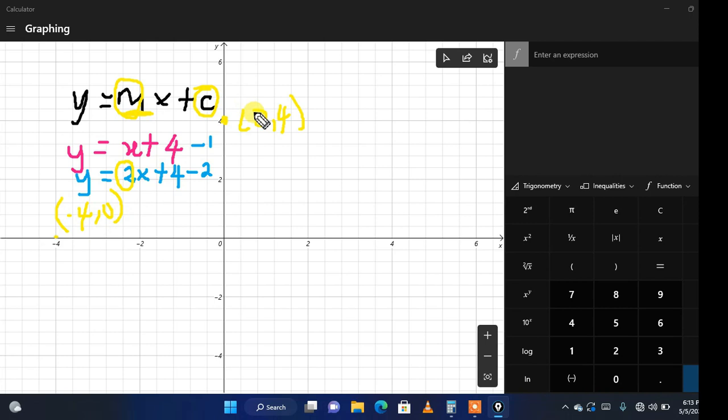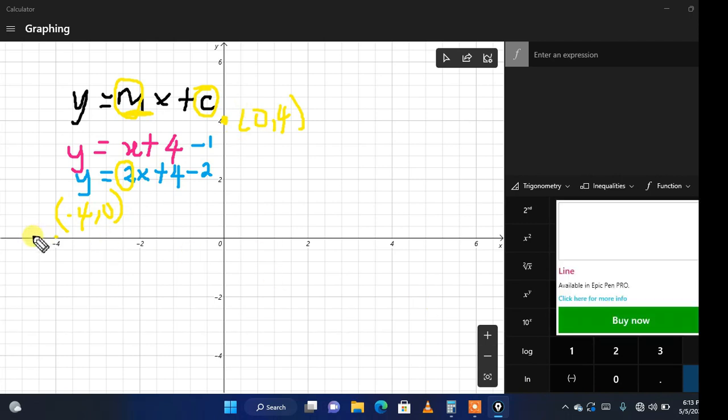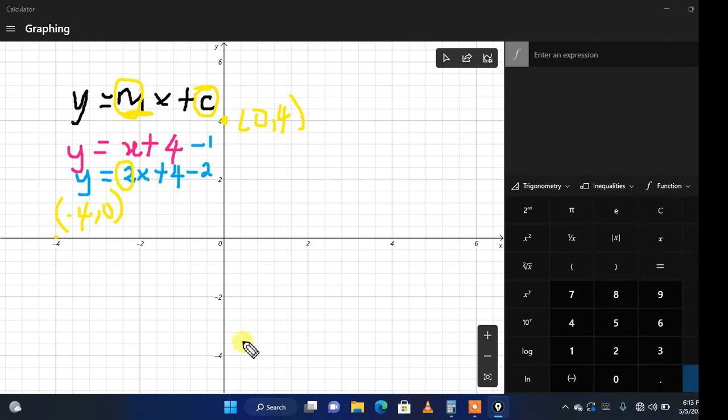So drawing or joining these points, let's try to join them. We join and we have our curve. So this curve, which is y is equal to x plus 4, is what we have here. Now attention should be placed on the coefficient of the x, which is the slope, giving us 1 here. Let's now turn our attention to the second equation and try to draw it.